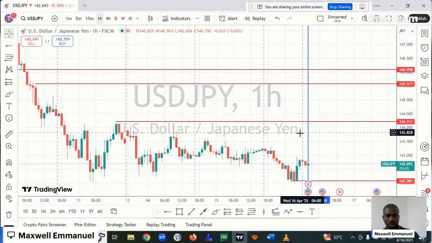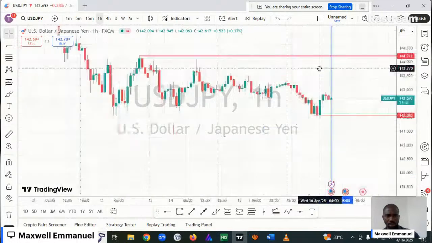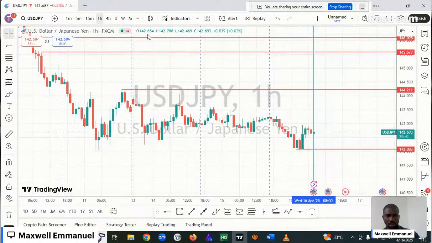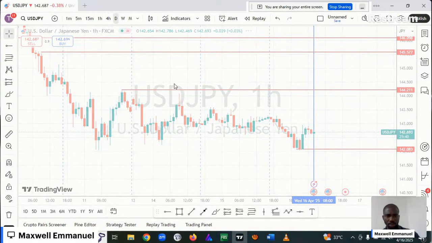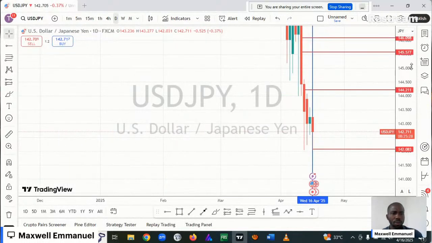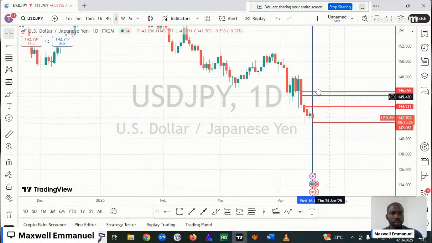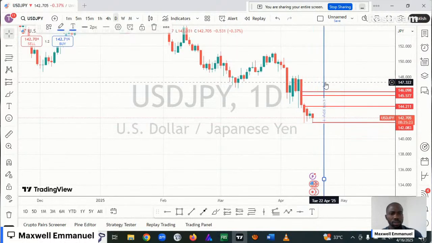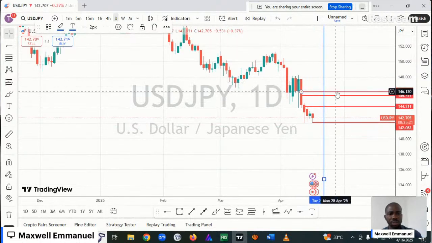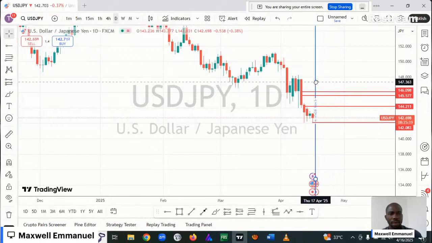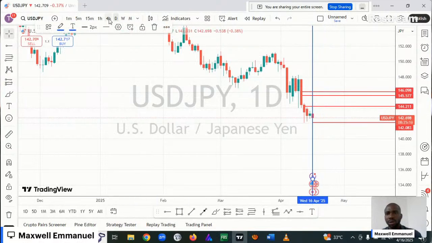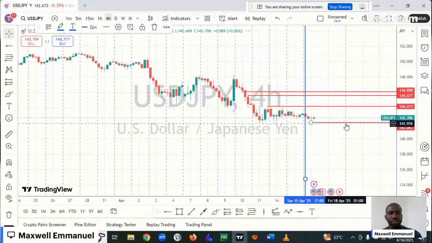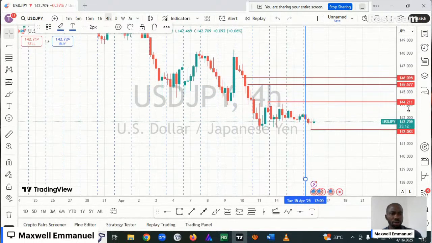Let's see USD JPY and gold also. Okay, USD JPY, daily. Since the data was positive for US, we should expect a little pullback on UJ.